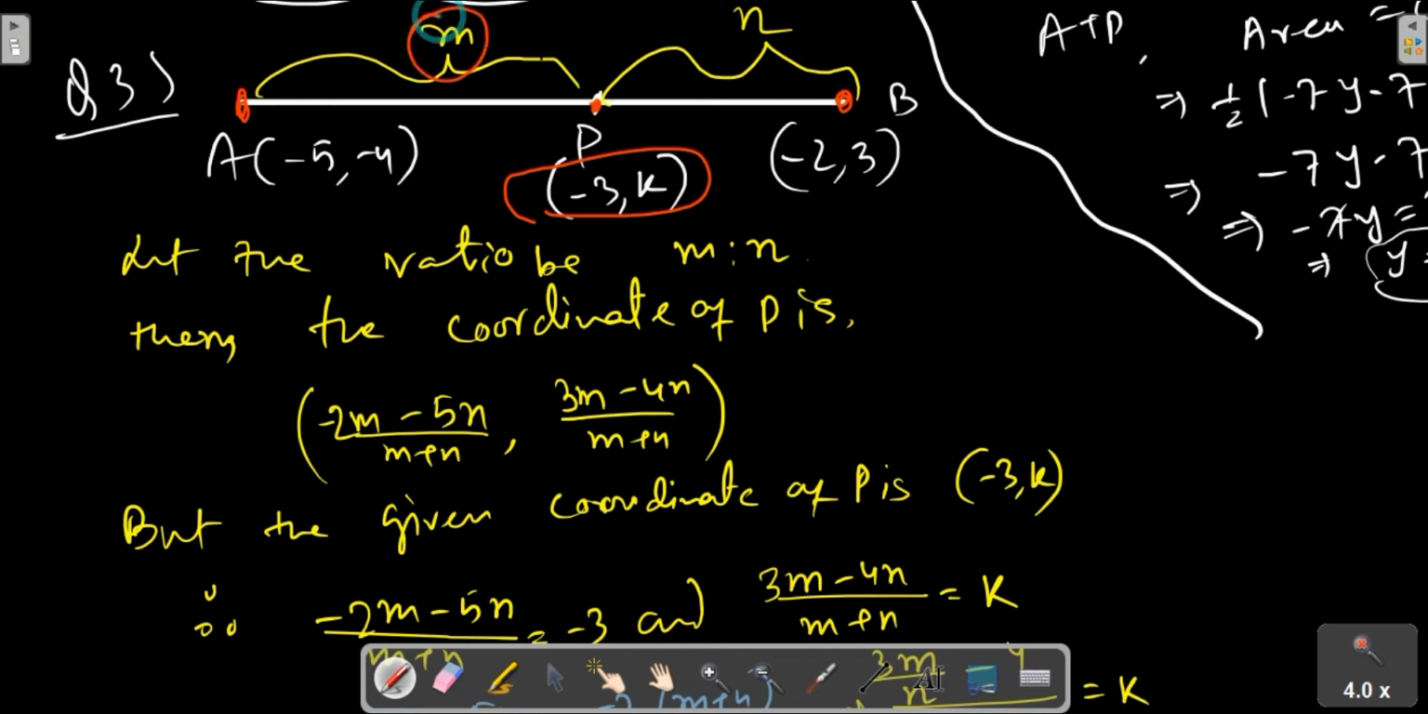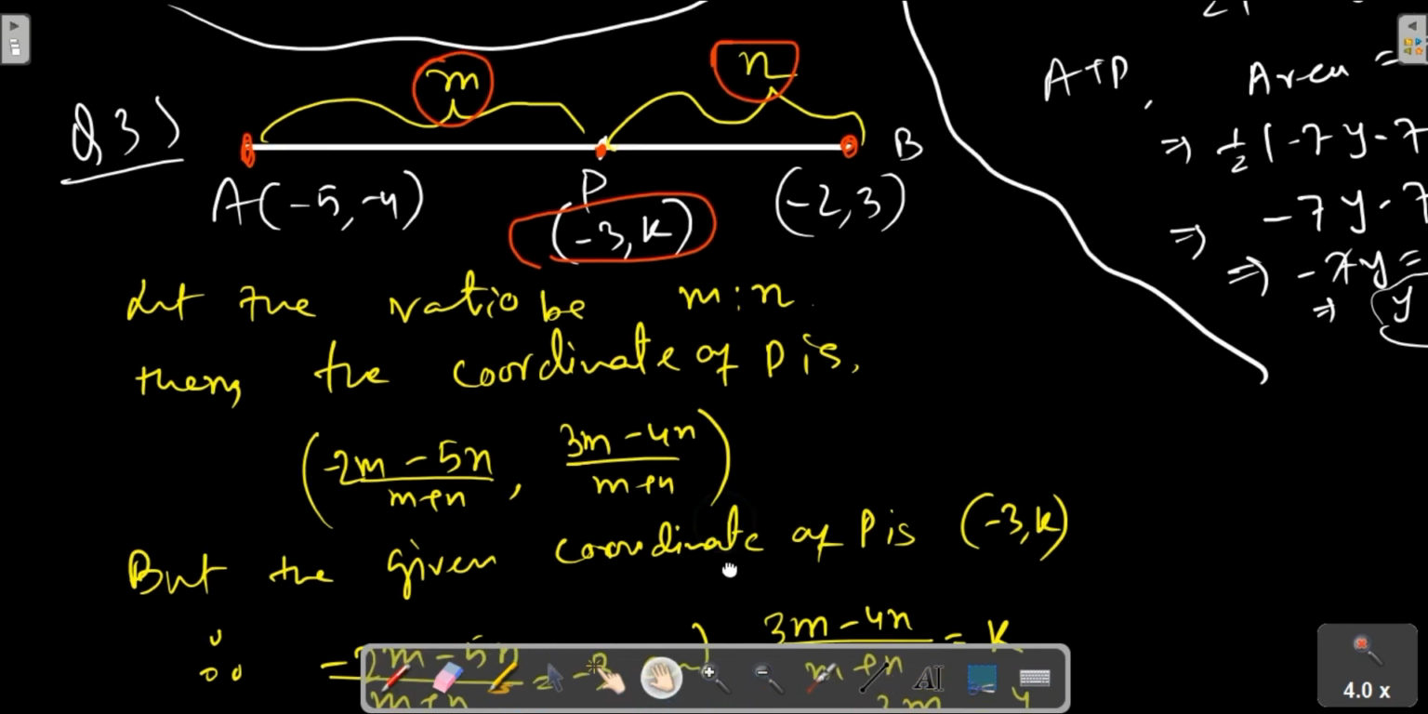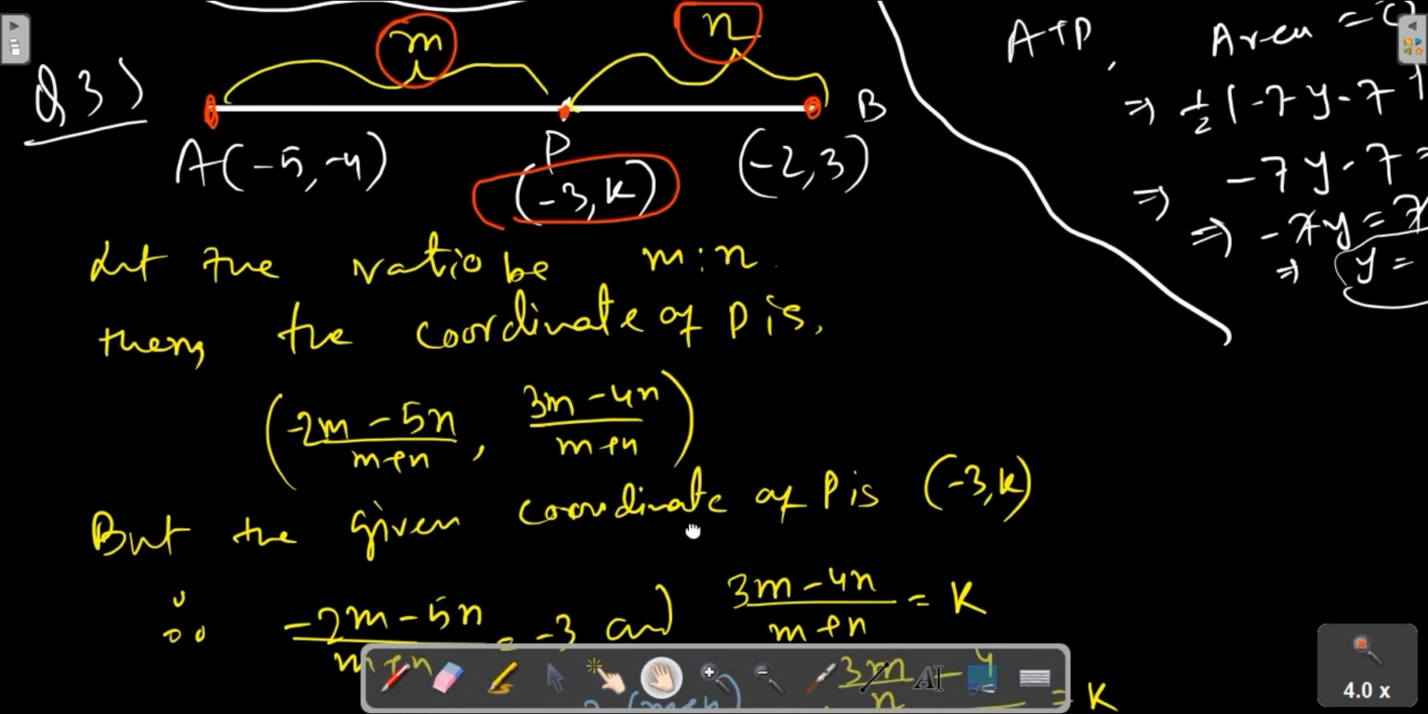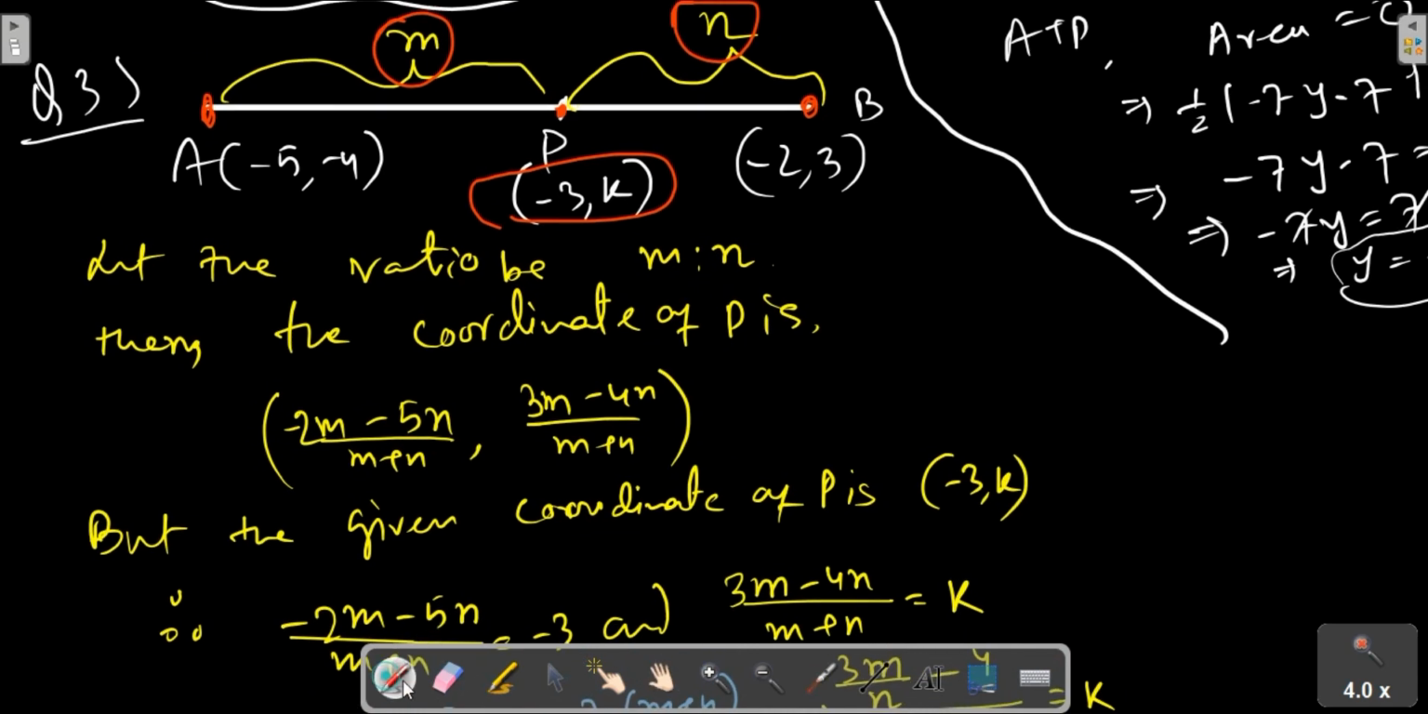I don't know the ratio, so I have just taken that maybe it is m is to n. Now what I would do, I'll just apply the formula, like I'm just trying to find out the coordinate of P. See, the coordinate of P is already given, but after applying the section formula, we can find out the coordinate of P. Okay, so let the ratio be m is to n.